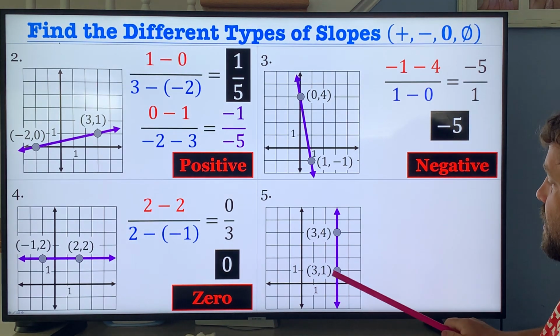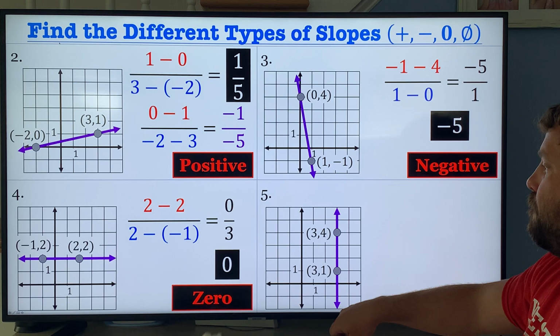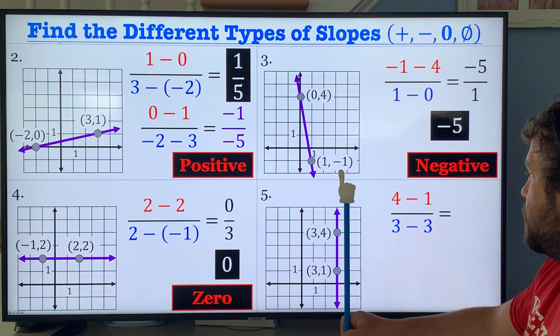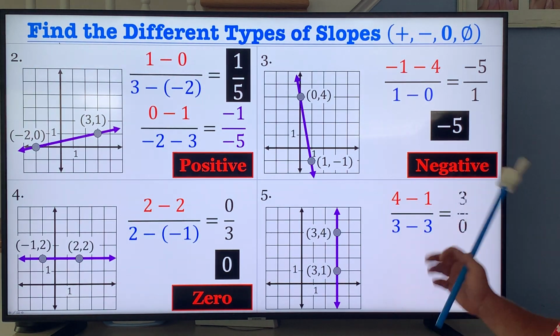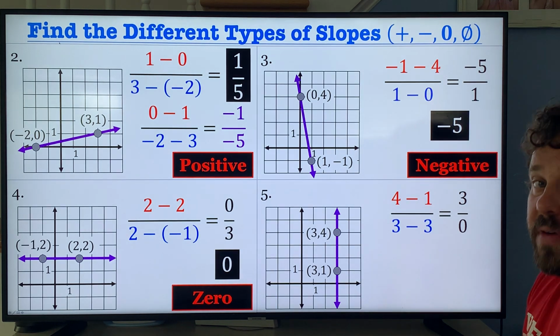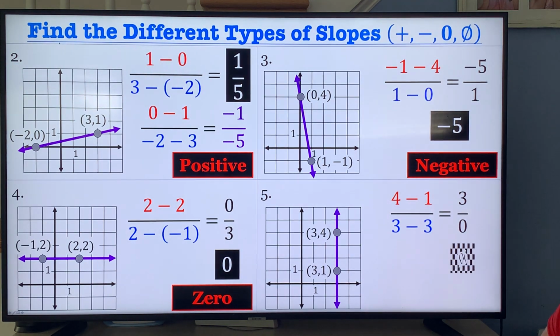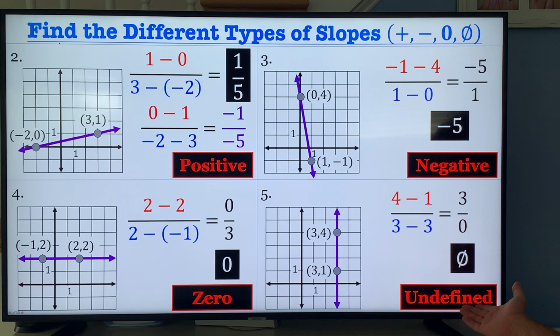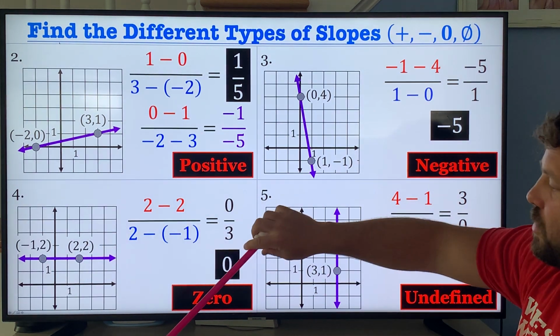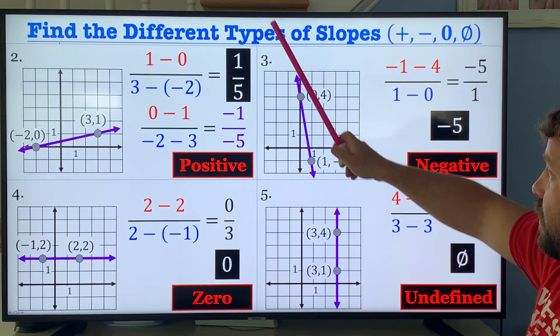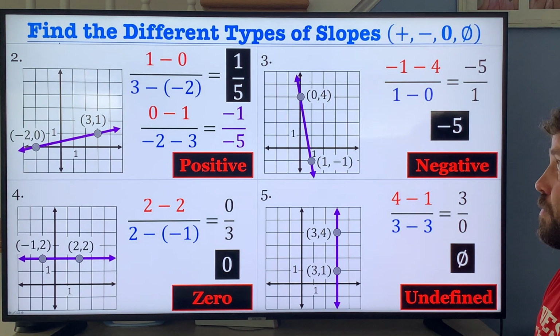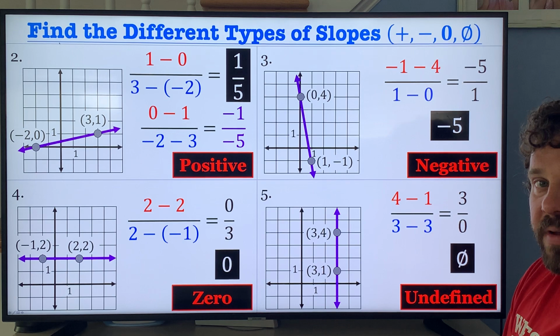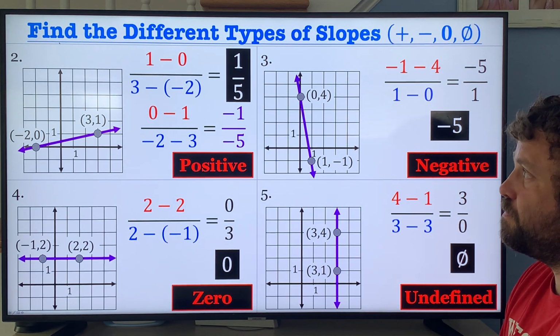All right, this line right here happens to be a vertical line. So when we subtract them, as we said about vertical lines before, the bottom becomes 0. Anytime you divide something by 0, your answer is undefined. So it is an undefined slope. Vertical slopes are undefined. Horizontal is 0. Rising from left to right is positive. Falling from left to right is negative. There you go. There's like a month of algebra summed up in 2 minutes.